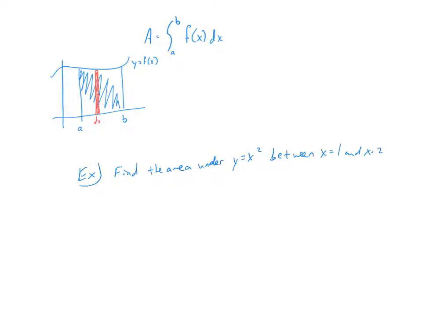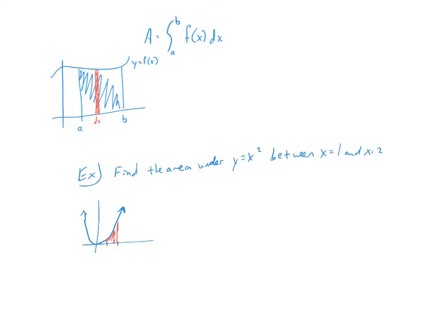So to find that visually, what does that look like, right? Y equals x squared is a parabola that hits the origin. Let's call this 1 and this 2. So the integral is going to give us the area of this region right there.